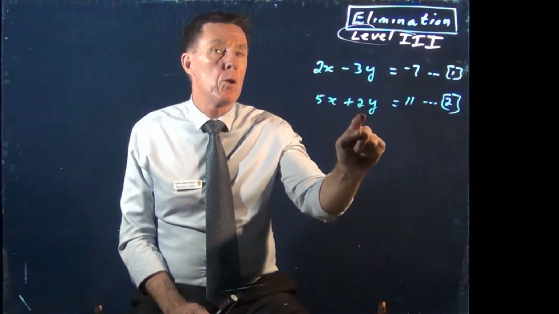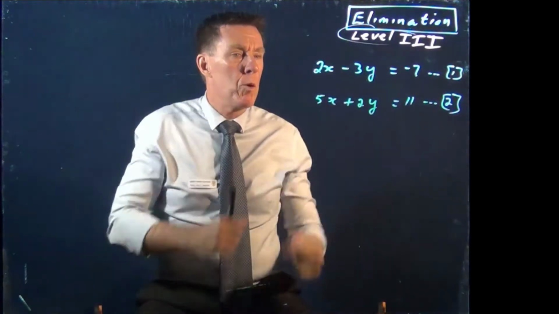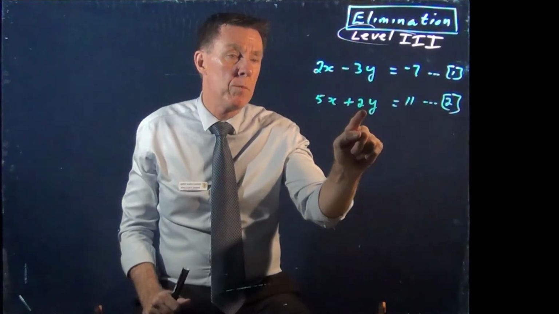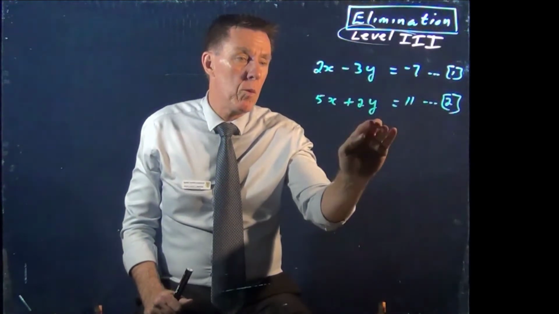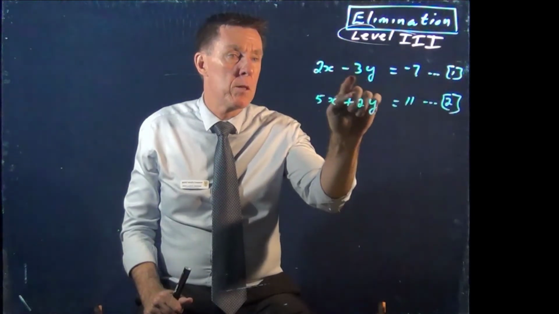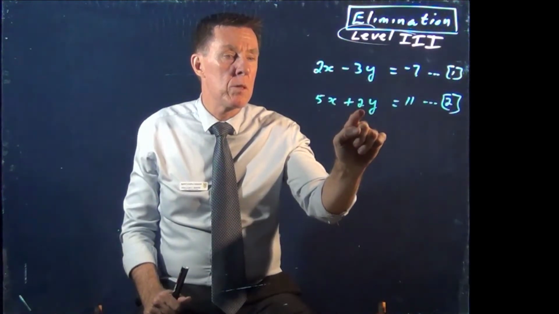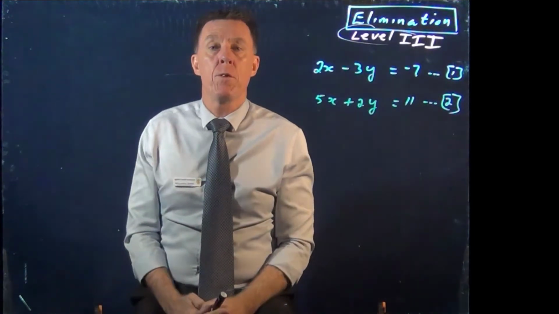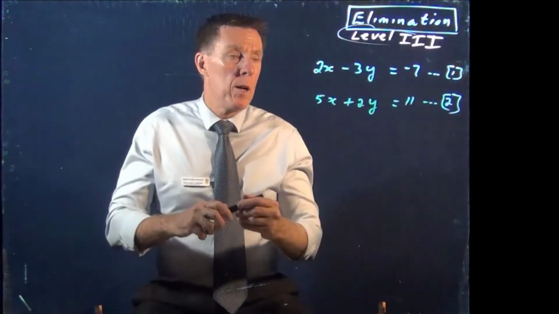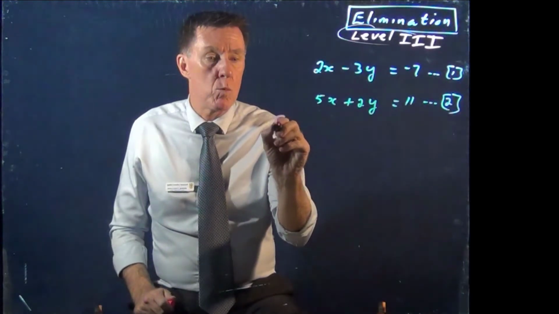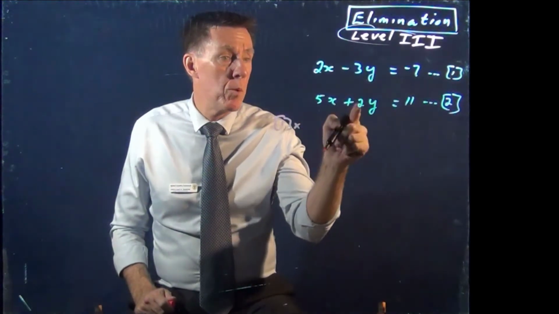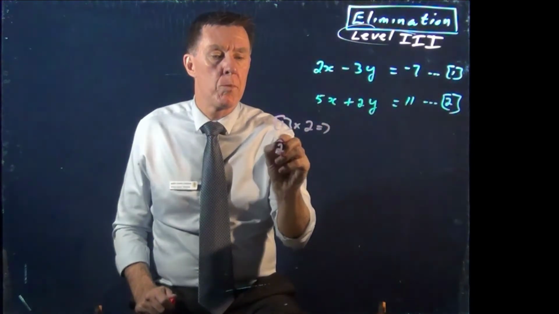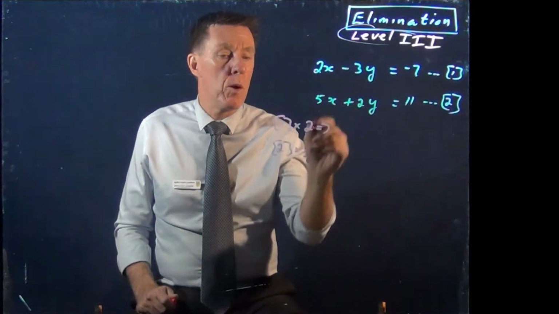3 lots of y's, 2 lots of y's. You cross multiply. So I take all of this equation and times it by that 2. Then I take all of this equation and times it by that 3. The 3 times that 2 gives me 6, and 2 times that 3 gives me 6. The coefficients will be the same. So let's do that. I'm going to take equation 1 and times it by 2. And then I take equation 2 and times it by 3.